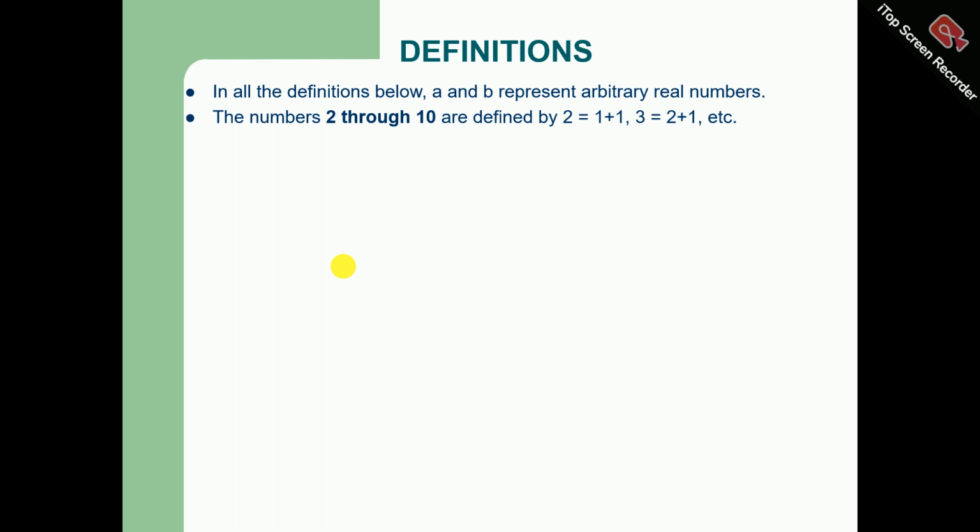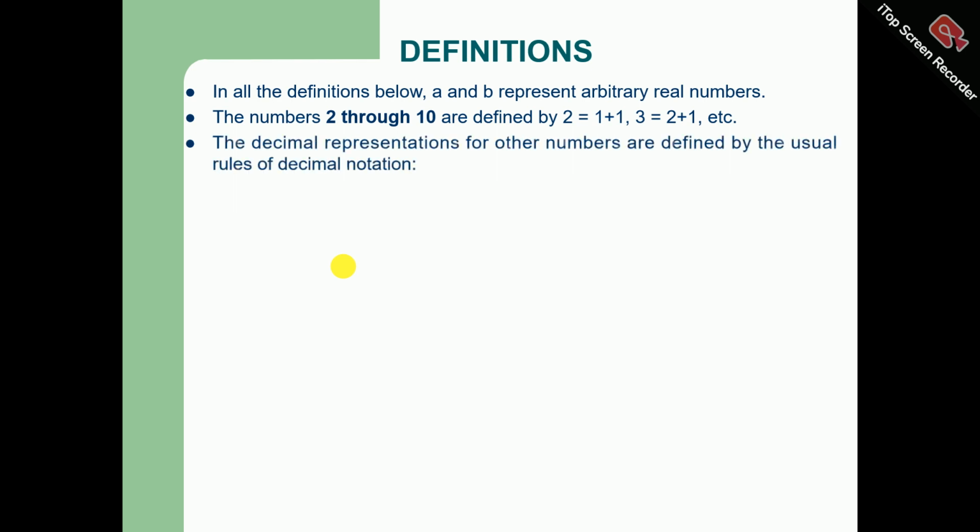The numbers 2 through 10 are defined by, for example, 2 is equal to 1 plus 1 and 3 is equal to 2 plus 1, etc. And the decimal representations for other numbers are defined by the usual rules of decimal notation. For example, 23 is defined by 2 times 10 plus 3.